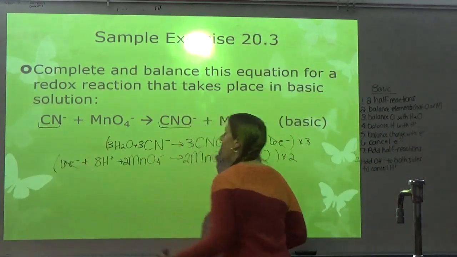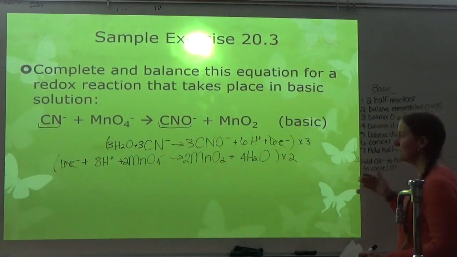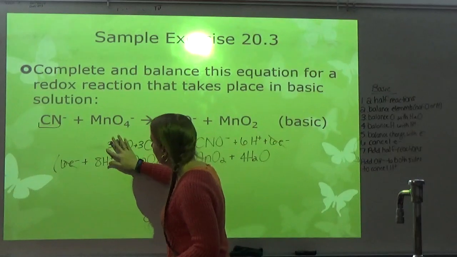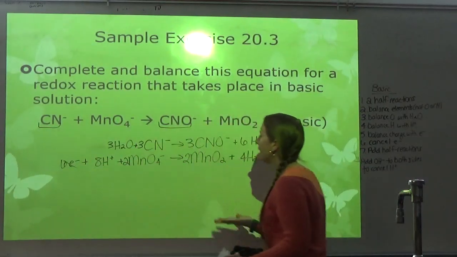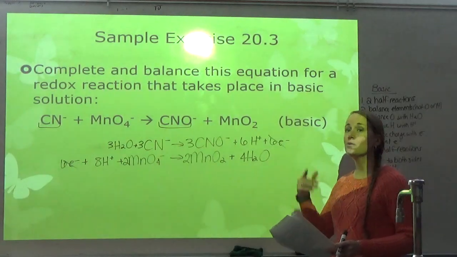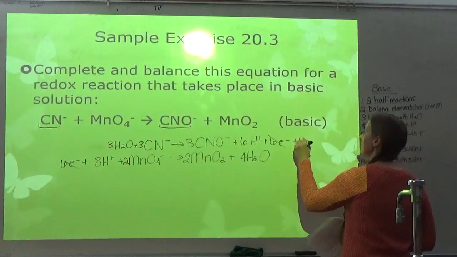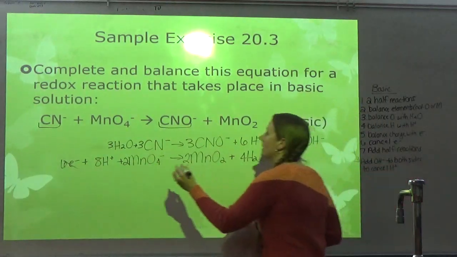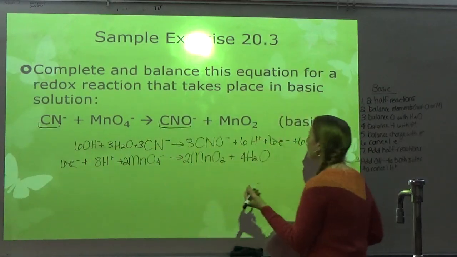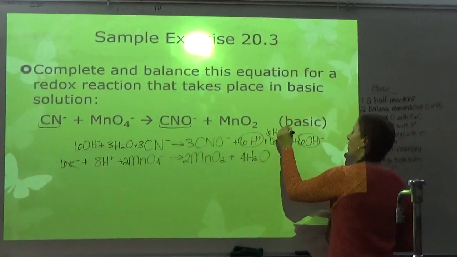But before I can add up, that would have been for acidic. Now we've got to cancel out those H pluses. Let me get rid of all this just so I've got room to write. Remember, we cancel out the H pluses by adding the correct amount of OH minus to both sides. So what will cancel out 6 H pluses? 6 OH minus. So I'll put 6 OH minus on both sides, but the thing you have to remember is these are going to make 6 waters.